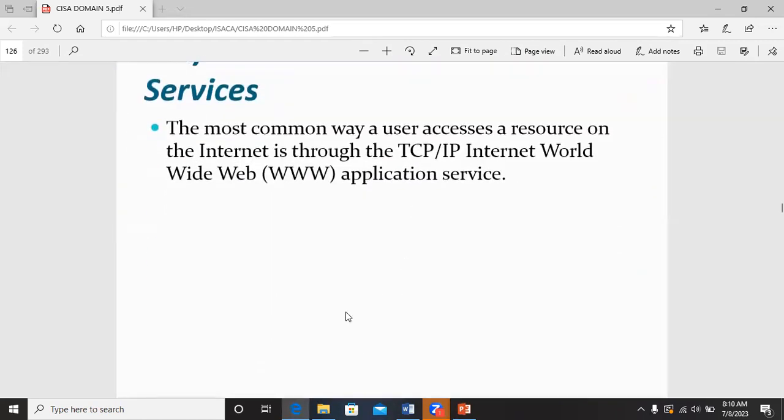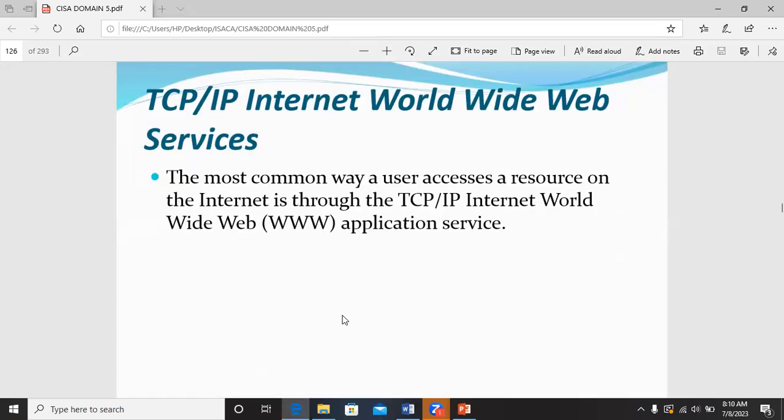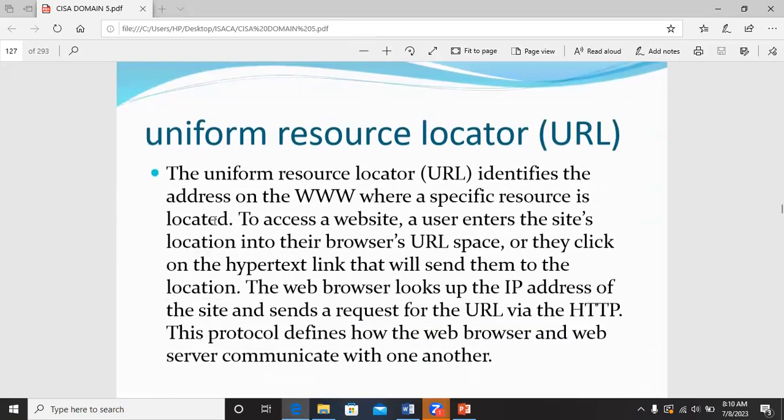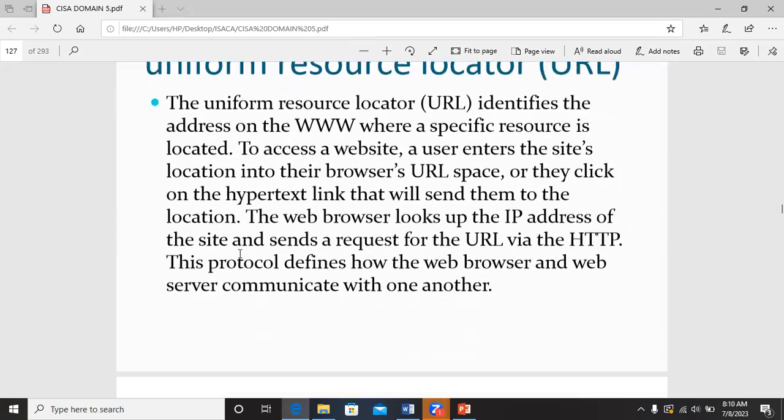Okay, then we have TCP/IP terminologies. You have what we call uniform resource locator. What is uniform resource locator? It's actually a web address. We call it a web address, www.yahoo.com, www.twitter.com, but the technical name is actually uniform resource locator.